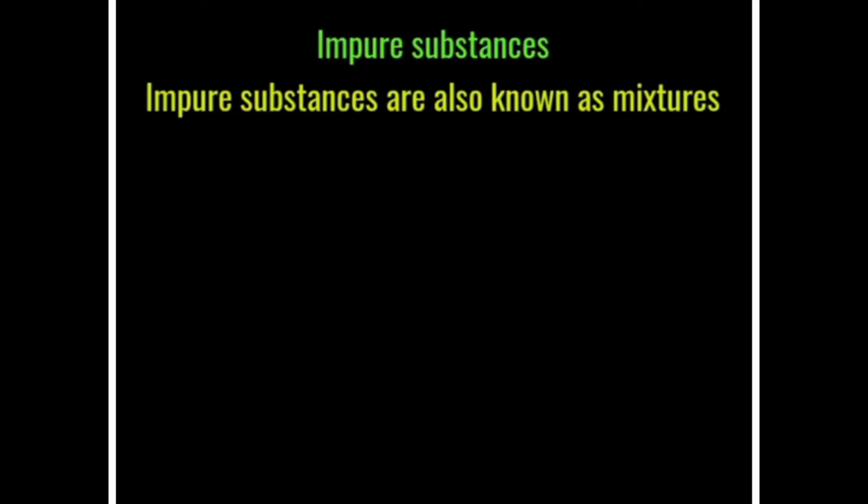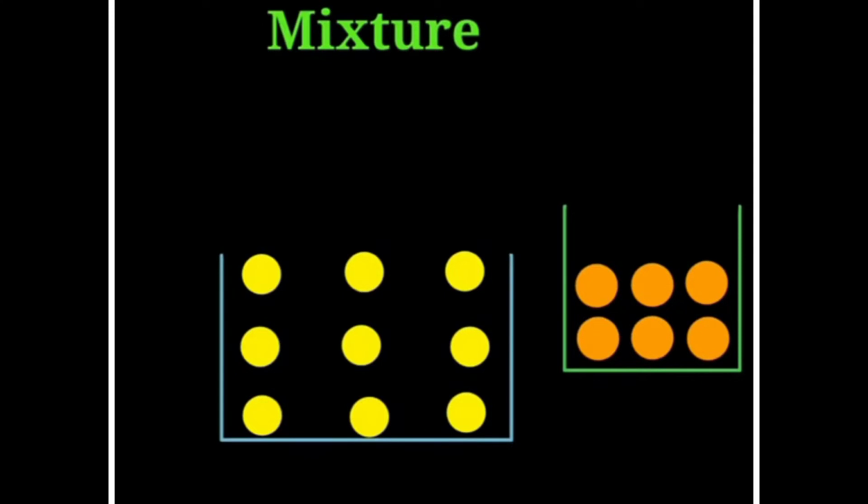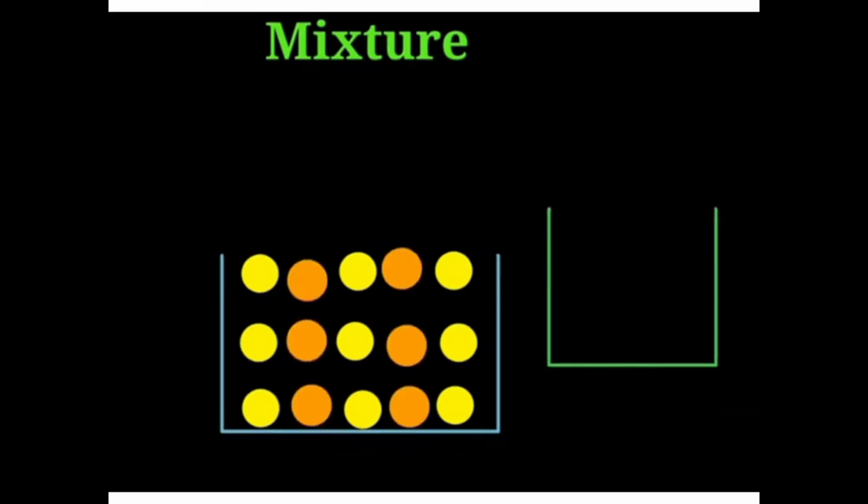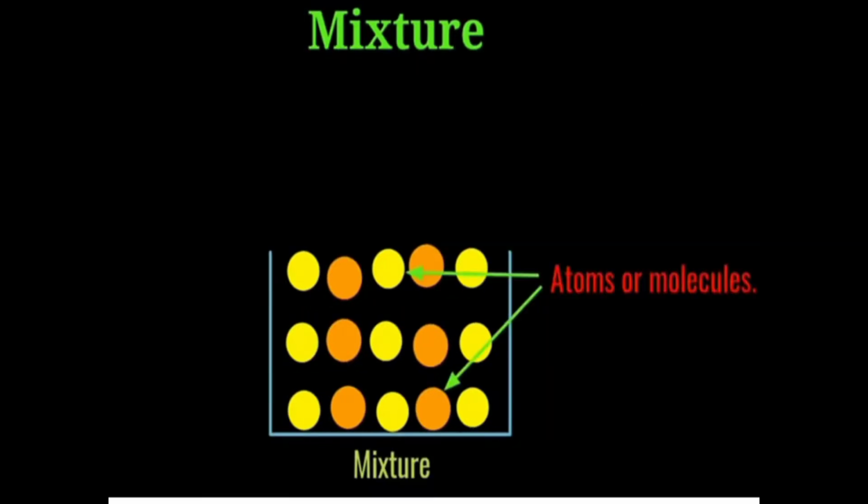Then impure substances. We can also term impure substances as mixtures. If we take a substance, here I have taken yellow, this is substance 1 and this is substance 2, and if I put A and B, if I mix substance B with substance A, this is known as a mixture. And these mixtures consist of atoms or molecules, or they are made up of atoms or molecules.